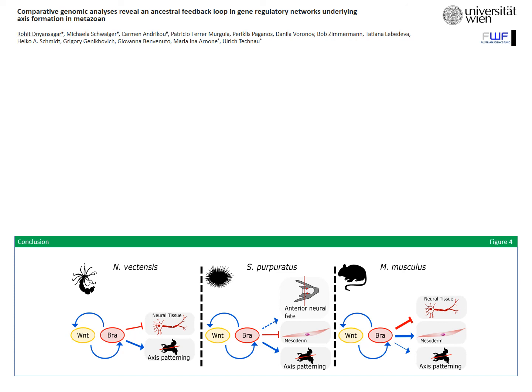In mouse, the function is very different, wherein it suppresses neural fate genes, activates the mesodermal genes, and plays some part in axis patterning as well. So, although there is a conserved feedback loop, the function is different in different animals.